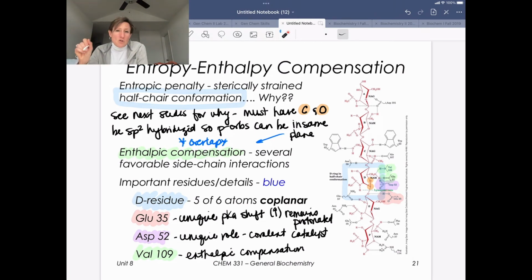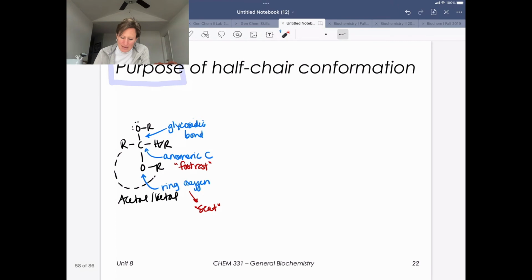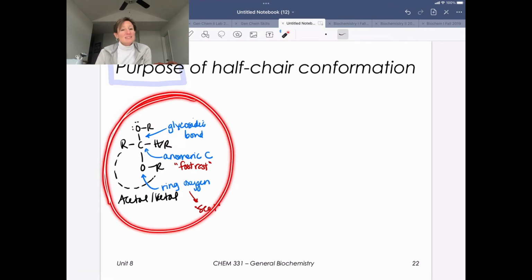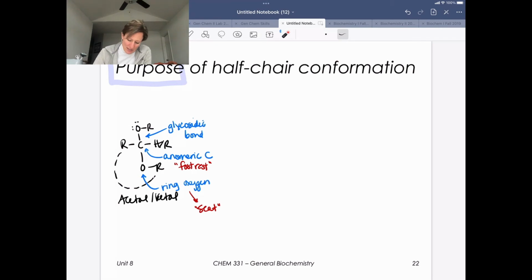Okay, we're going to move on now, and we're going to talk a little bit about why these must be in the same plane. So remember, this is talking about the purpose of that half chair. If we're looking at what's happening here, this is our ring. This is going to be our 6-membered ring. There's our oxygen. So let me just draw that out here. It's going to disappear in a second. But here's our 6-membered ring.